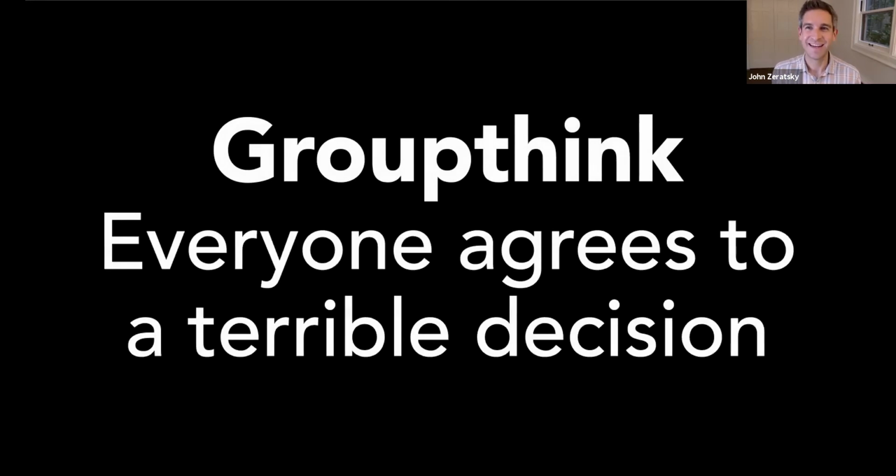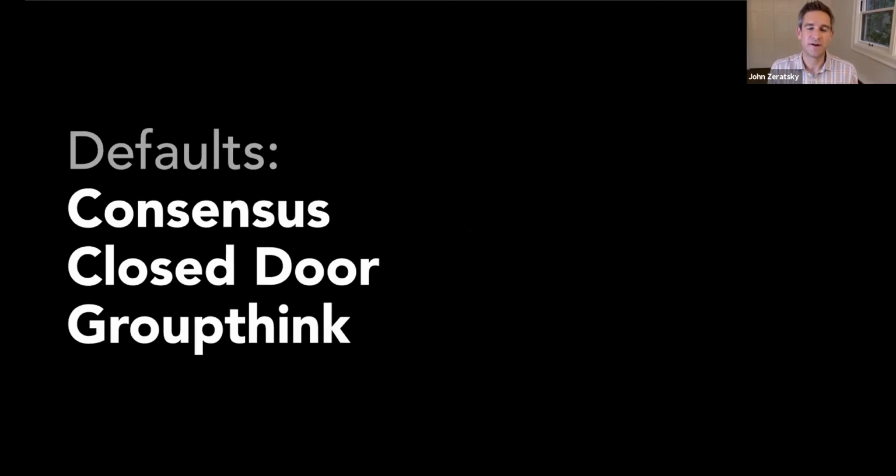And there's actually then a third default mode of decision making that we sometimes see that is really scary, and that's called groupthink. And that's when everybody in the room agrees to a terrible decision. So they're talking, they're getting excited, they're getting worked up. Yeah, it's going to be great. And then they all go back to their desks and they're like, wait, that doesn't make any sense. That's not going to work at all. What were we thinking? So we want to avoid each of these defaults. We want to avoid consensus, closed door decisions, and groupthink.